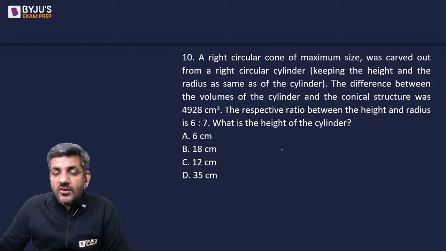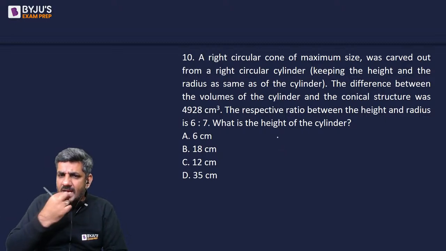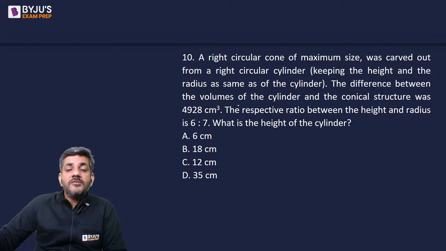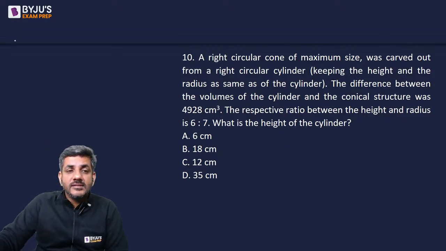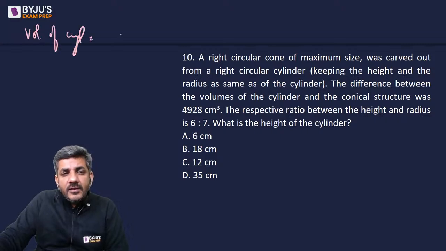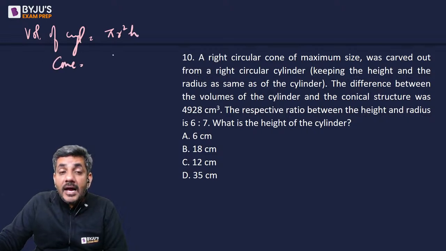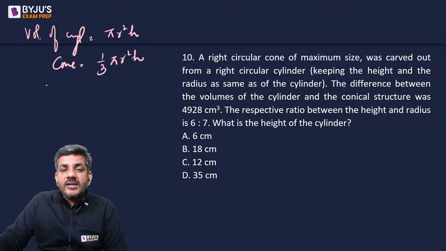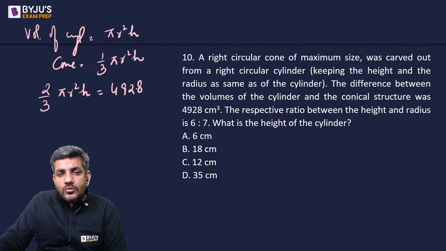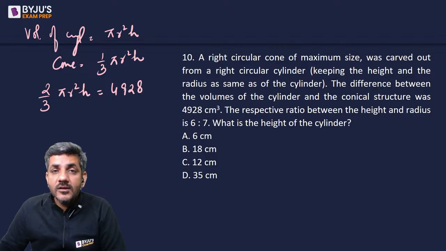A right circular cone of maximum size was carved out from a right circular cylinder, keeping the height and radius same as that of the cylinder. The difference between the volume of the cylinder and the conical structure is given. See, we all know that the volume of a cylinder is pi r square h, and the volume of the cone with the same height and radius is 1 by 3 pi r square h. The question says the difference between the two. The difference between the two is 2 by 3 pi r square h, और वो आपको दे रखा है 4928 के बराबर. 2 by 3 pi r square h is 4928.